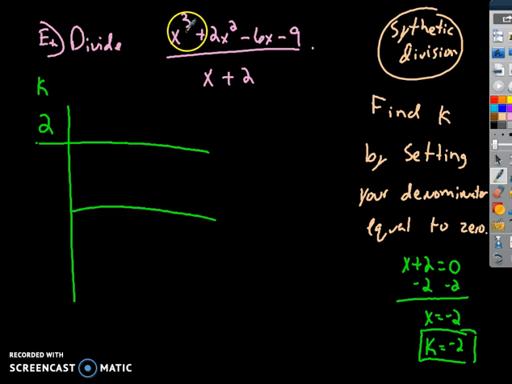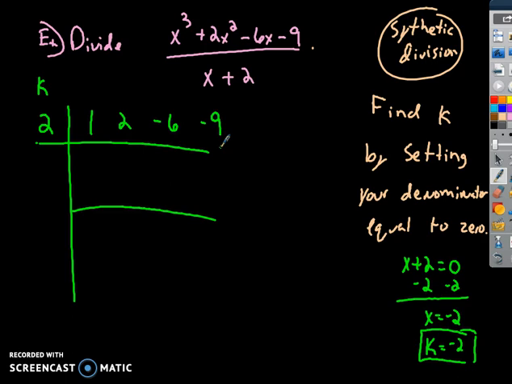If it skips numbers, like cubed and it skips this one and it's not there, and you've got like to the first and constant, any of those that are missing, you've got to plug in zeros as placeholders. This doesn't miss anything, so we use all our coefficients and constants like they are. So the numbers are 1, 2, negative 6, and negative 9.